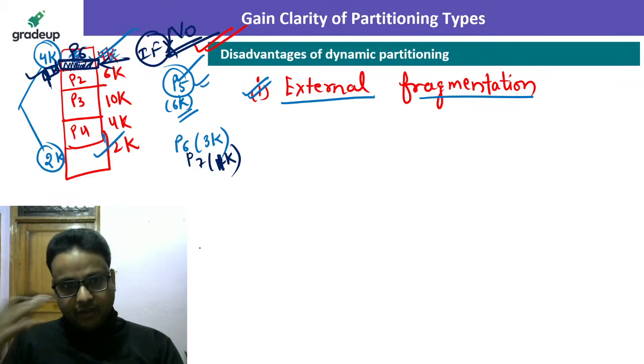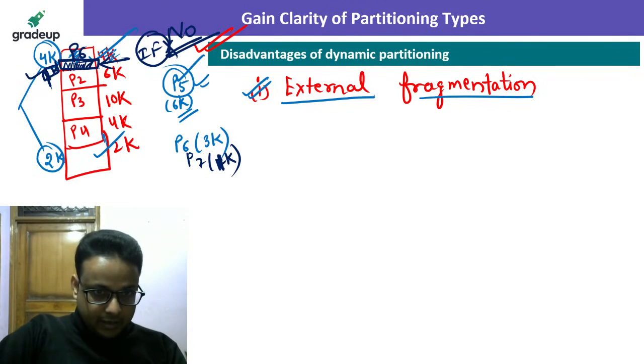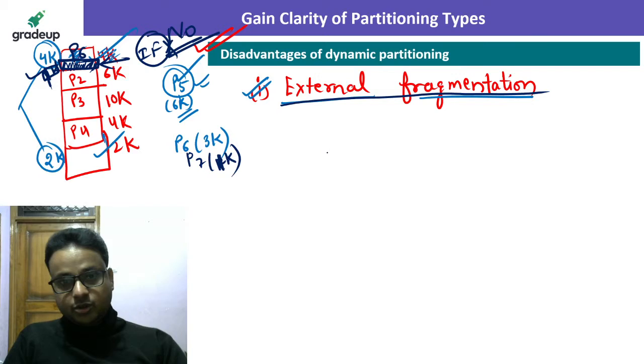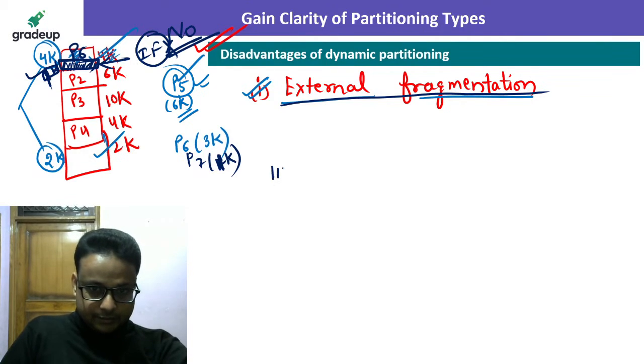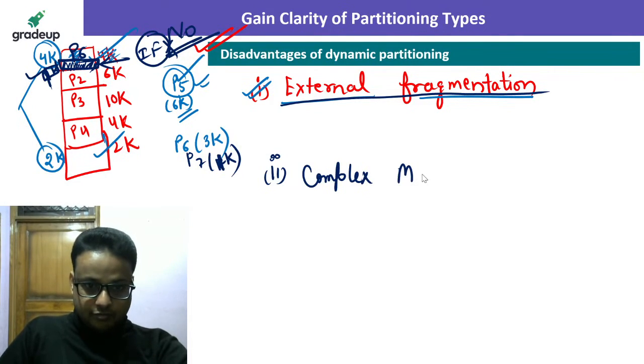ओके, फिक्स नहीं है ना, फिक्स्ड होता तब हम बोलते कि हाँ यहाँ पर हमारा इंटरनल हो रहा है, लेकिन इंटरनल नहीं है. सो वी कॉल दिस एज एक्सटर्नल फ्रेगमेंटेशन. सो दिस इज वन डिसएडवांटेज ऑफ डायनेमिक पार्टीशनिंग. एंड सेकंड इज कॉम्प्लेक्स memory allocation.